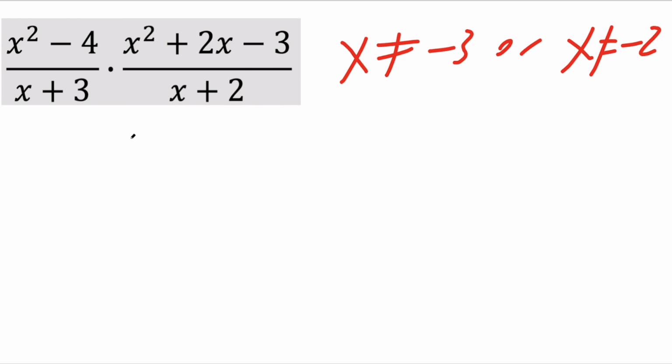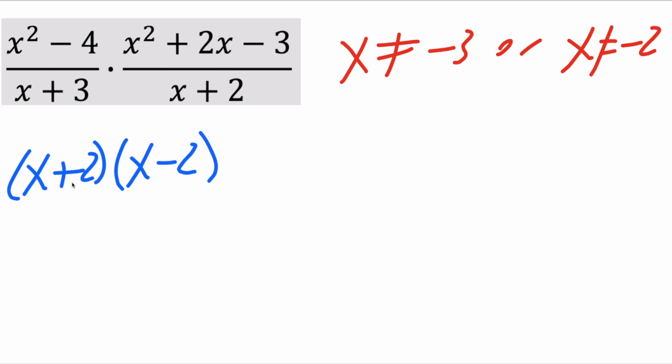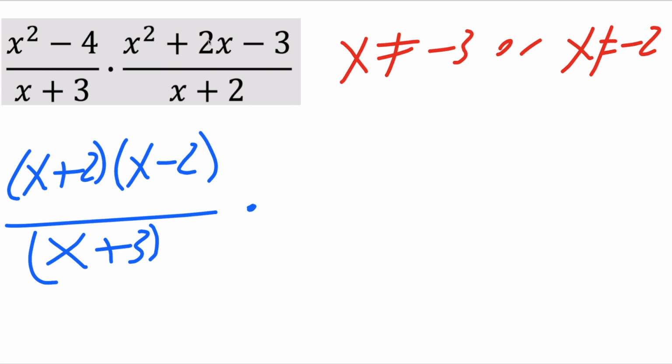Step 2 says factor the numerator and denominator. So instead of saying x squared minus 4, we could say (x plus 2)(x minus 2). Again, 2 times -2 is -4, and 2 minus 2 is 0. Divided by our x plus 3 term times, now we got to factor the numerator. So x and x, because x times x is x squared.